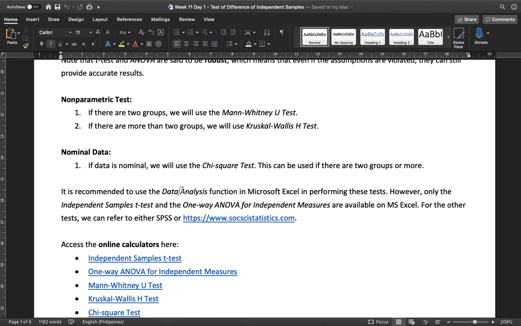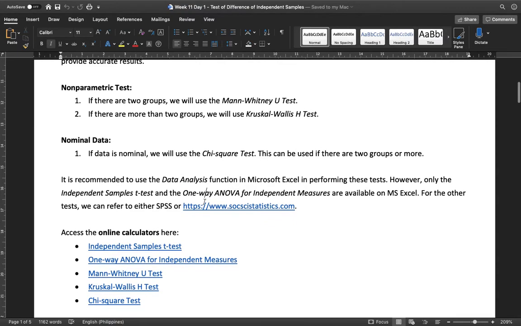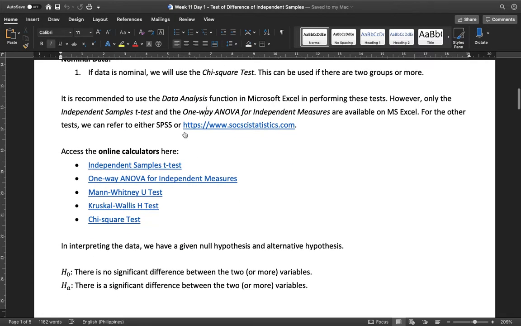Yung data analysis function dun sa Excel, ang meron lang siya ay independent samples t-test and one-way ANOVA. For the other test, we have online calculators. Ito, I'll be providing you links kung paano natin i-access itong mga online calculators na to. So, I'll give you this document naman. You can just click on the link na lang so that you would have the online calculator.